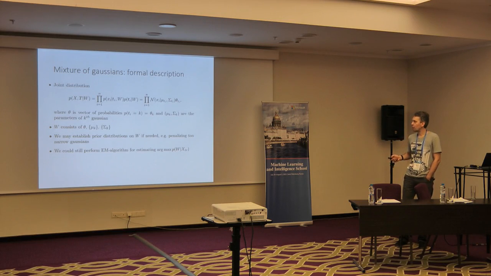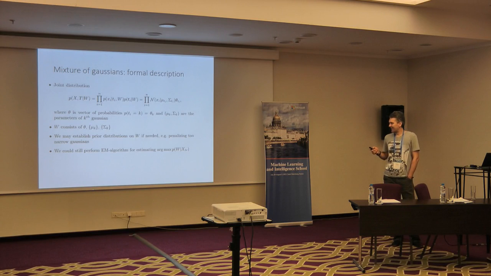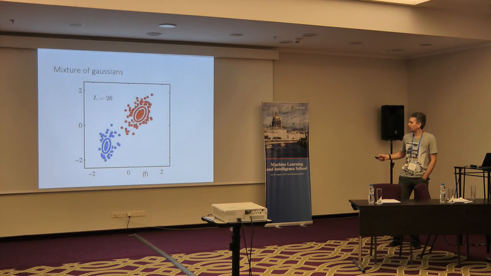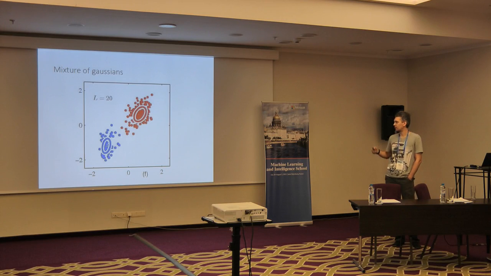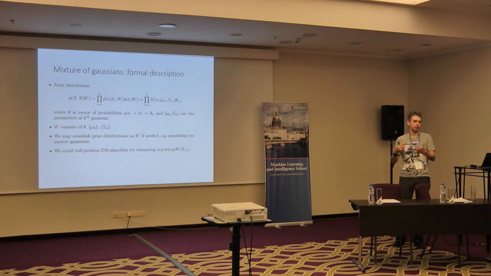Note that we could also establish prior distributions on W if needed. For example, we could penalize too narrow gaussians, because it's known that we may obtain infinitely large likelihood. We could place one of these two gaussians with zero variance on one of the objects. Then we'll have an infinitely large likelihood, but this, of course, is a solution that is not of our particular interest. So this is a degenerate solution. So we could establish a prior on W in such a way that we penalize too narrow gaussians in order to avoid these uninteresting solutions.